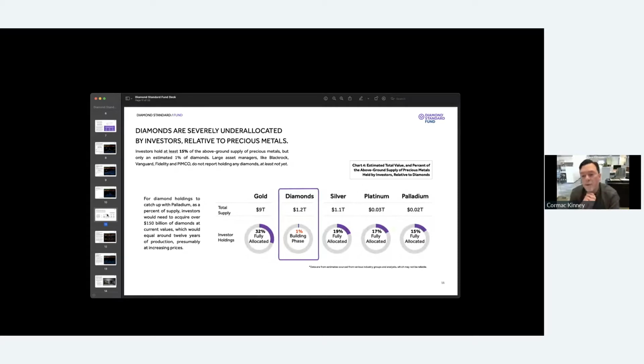Diamonds, though, compared to palladium, only 1% of the world's diamonds are held by investors. We're not counting all the jewelry that people own. That's not an investment the way a bar of gold is, or a futures contract, or an ETF is. We believe simply that now that we've created diamond financial products, they will catch up with palladium. And what that means is 15% of the world's diamonds will be acquired by investors.